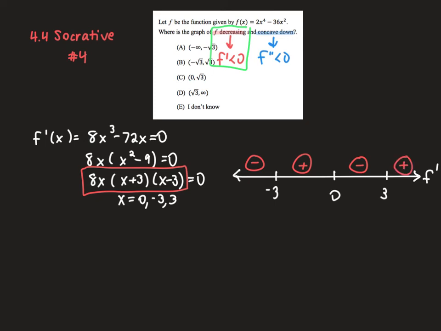My decreasing intervals are where this f prime is negative. My sign chart is telling me that's happening less than -3 and between 0 and 3. Let me go on and look at this part.